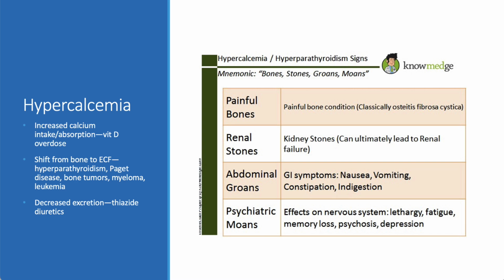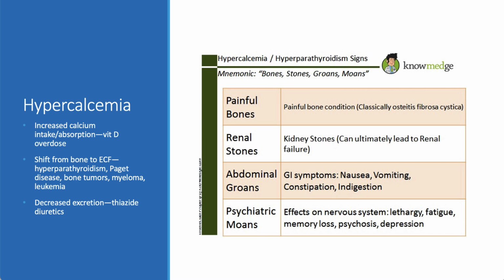Hypercalcemia, this is one of those things that's complicated. That means I don't understand it very well either. But hypercalcemia, the way to remember those problems are bones, stones, groans, and moans. So it can cause painful bones, right? It can cause this classic condition of inflamed bone tissue. It can cause kidney stones that can lead to kidney failure. It causes GI symptoms like nausea, vomiting, a lot of constipation, just belly pain all over.